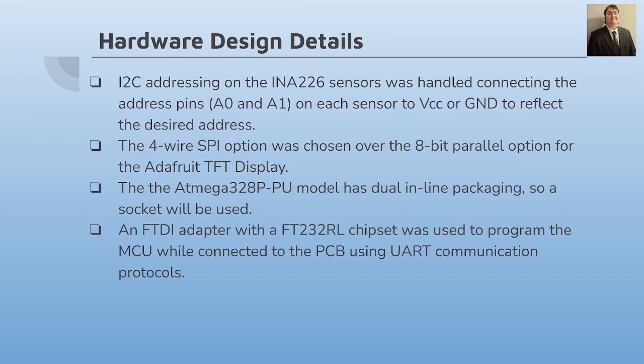The ATmega328P has dual inline packaging, which allows us to use a socket that the MCU can be inserted into instead of directly soldering the MCU onto the PCB. This gives us more freedom when choosing how to program the MCU and allows for easy replacement and testing of this component. An FTDI adapter is used to program the MCU while connected to the PCB using UART communication protocols.